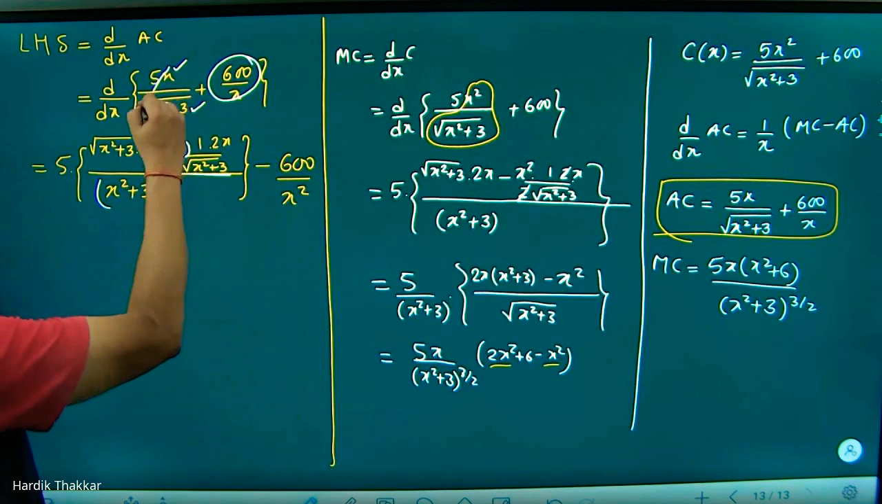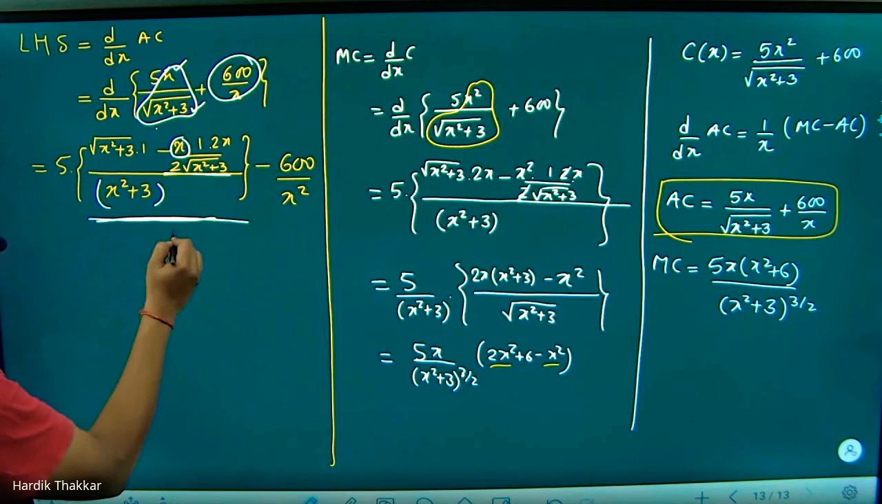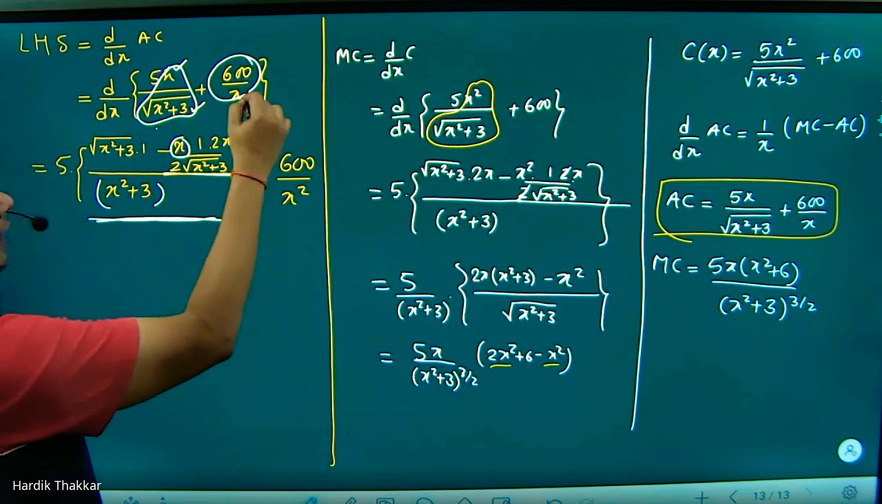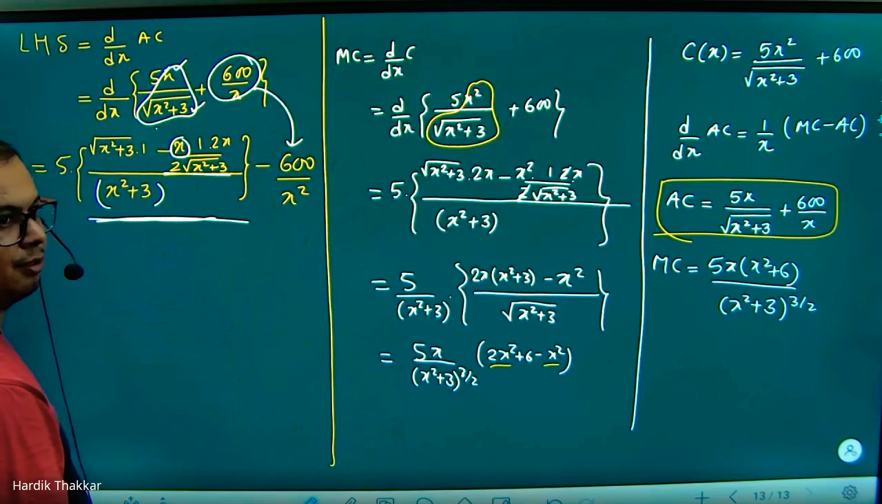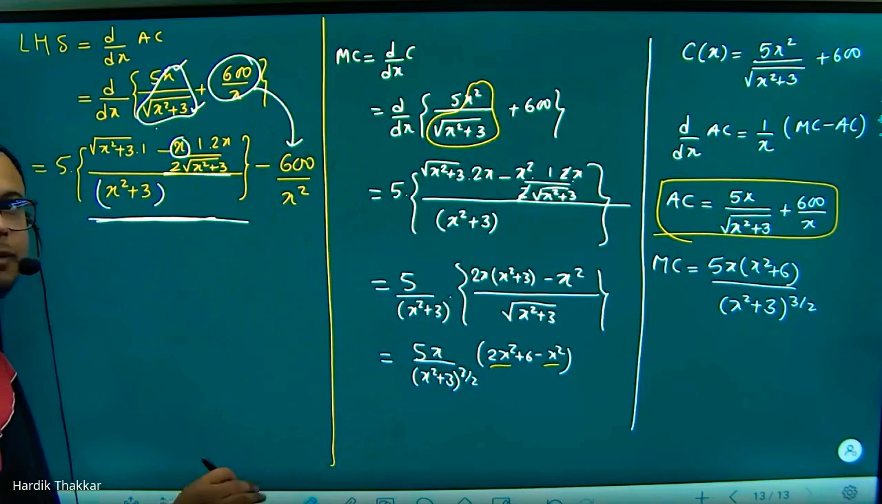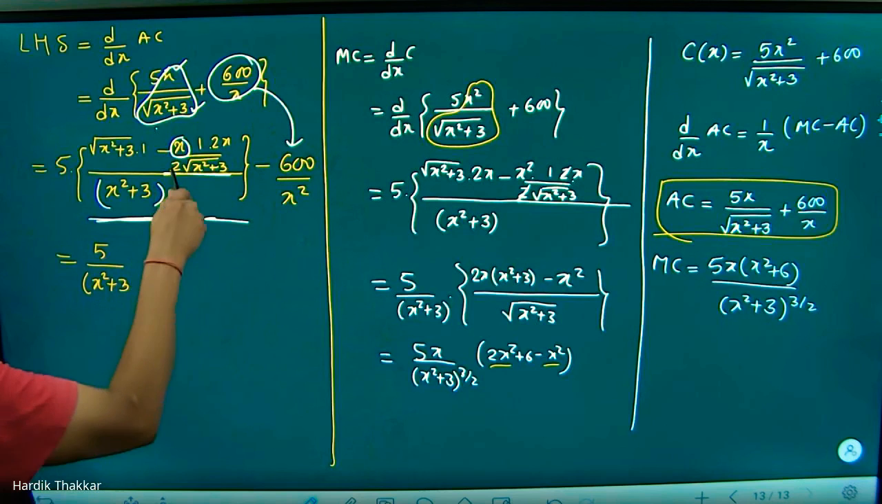So basically we are taking 5x upon root x square plus 3 as the quotient rule that we will be applying, and 600 upon x will be a different part. Yes, actually we are applying quotient rule here, and this complete part represents the derivative of this. We have applied quotient rule here, and we are taking derivative of this part separately. Is it clear till this step? Yes. Okay.